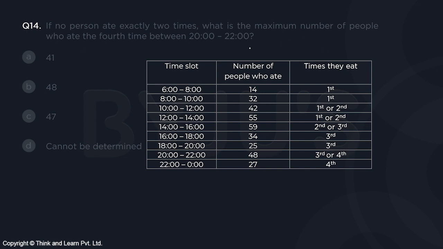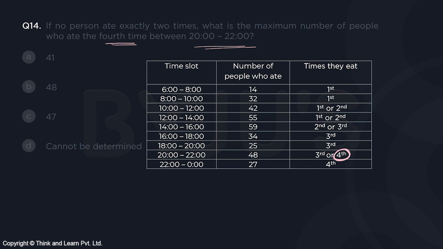So what is the maximum number of people who ate the fourth time between 20 and 22? Maximum number of people who ate for the fourth time between 20 and 22. So what can be maximum for that? So I want here maximum number of people eating for the fourth time.